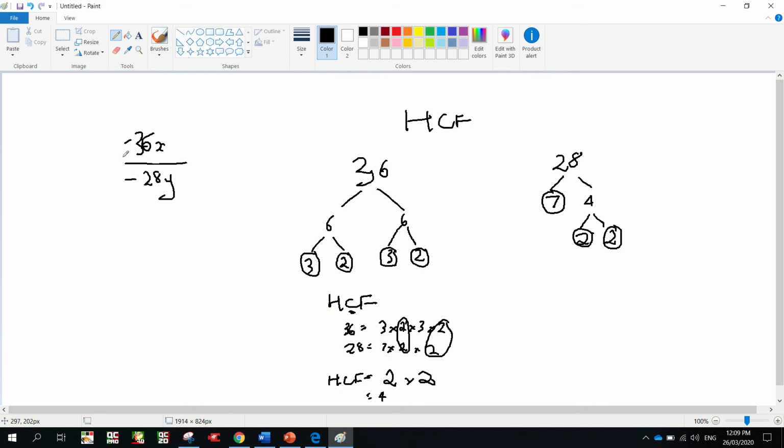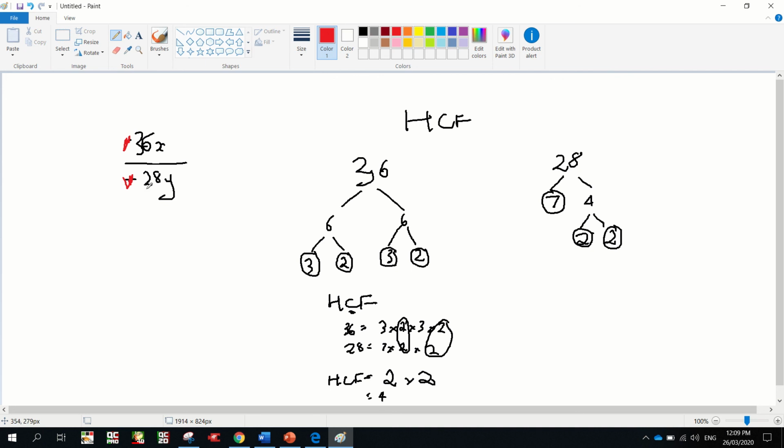So back to the actual question here. Negative 36x divided by negative 28y. Well, first things first, a negative divided by a negative gives us a positive, so we can get rid of that. Okay, we don't need that anymore, don't need that anymore, cancel each other out.